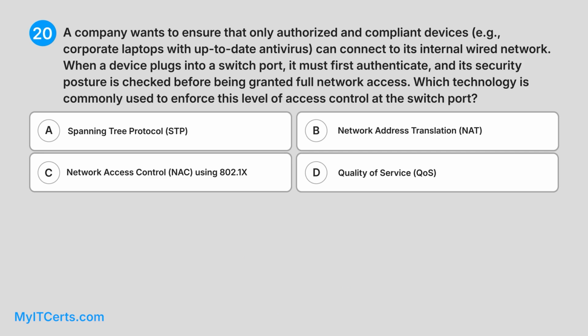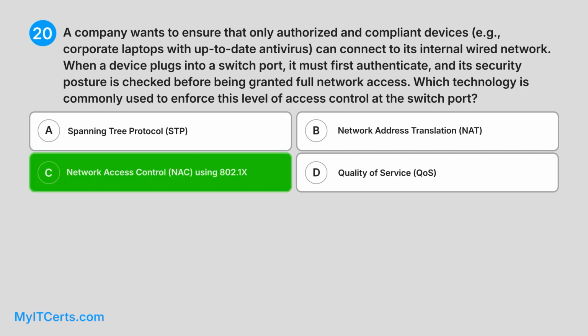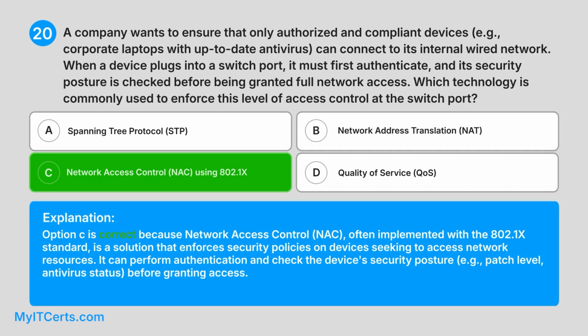Correct answer. C. Network Access Control, NAC, using 802.1x. Explanation. Option C is correct because Network Access Control, NAC, often implemented with the 802.1x standard, is a solution that enforces security policies on devices seeking to access network resources. It can perform authentication and check the device's security posture, for example, patch-level and antivirus status, before granting access.